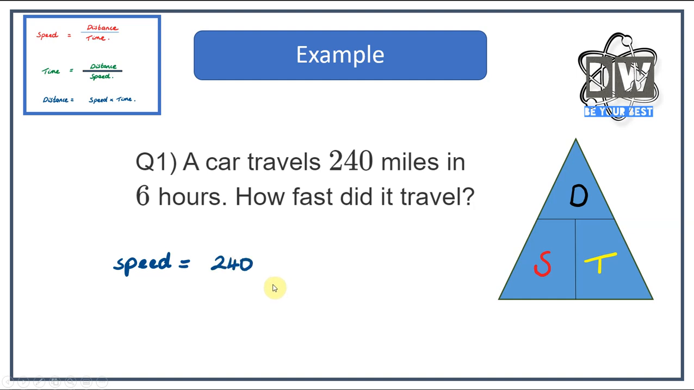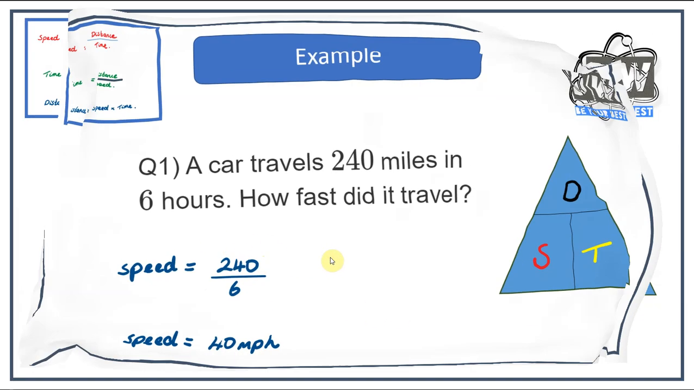Because we're trying to find how fast we're traveling per hour. So divided by 6, and if we do that on the calculator, we should end up with speed equaling 40 miles per hour. So for every hour we drive, we're traveling at 40 miles per hour. And that's really it. So we take away the letters and we input the numbers, and happy days, there we go.